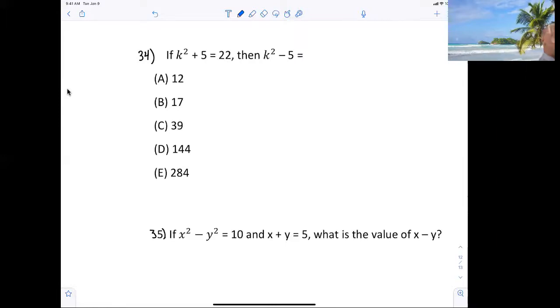So again, does everybody agree that k squared must have been 17? Yeah. Is that a problem? What is k squared? 17 minus 5. 12. All right. Now I'm going to stop, but for a second, I'm going to tell you something.